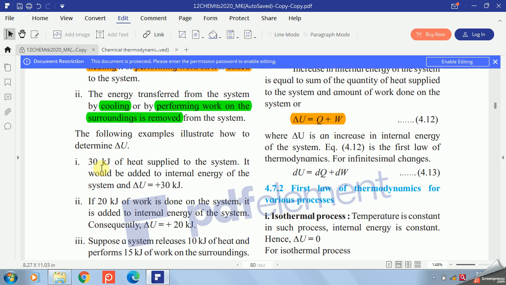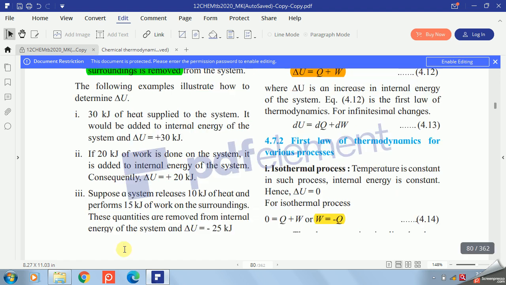So let us suppose 30 kilojoule of heat is supplied to the system. Supply means it is added. So Q is plus, meaning internal energy of that system increases. So delta U is plus. Plus means added or increase. The second condition is, if 20 kilojoule of work is done on the system, work done on the system means again W is positive, so delta U is also positive, so internal energy also increases in this case.